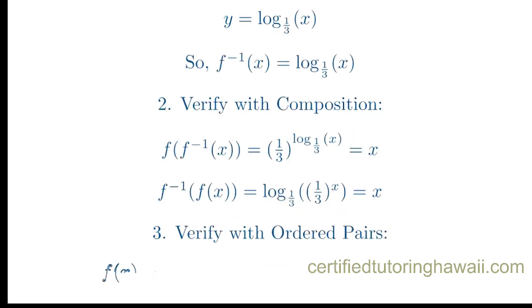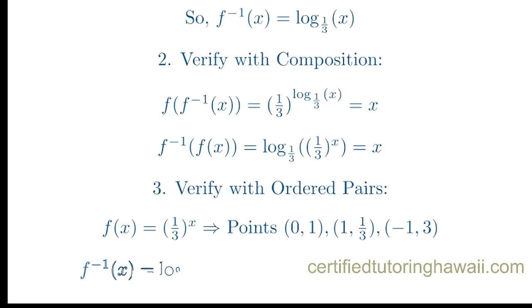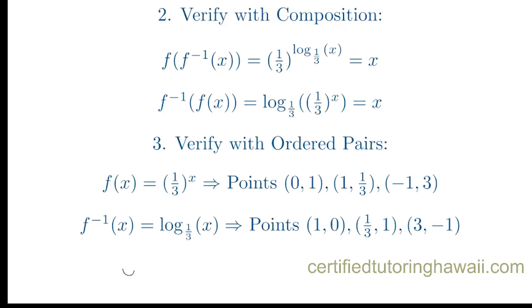Finally, let's verify with points. For the exponential function, we have points like (0, 1), (1, 1/3), and (-1, 3). For the logarithmic function, if we swap these points, we get (1, 0), (1/3, 1), and (3, -1). Let's check the first one. Is log base 1/3 of 1 equal to 0? Yes, because (1/3) to the power of 0 is 1.